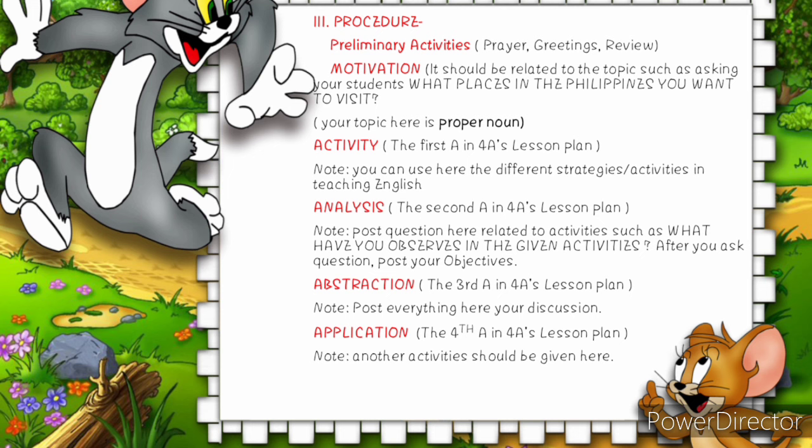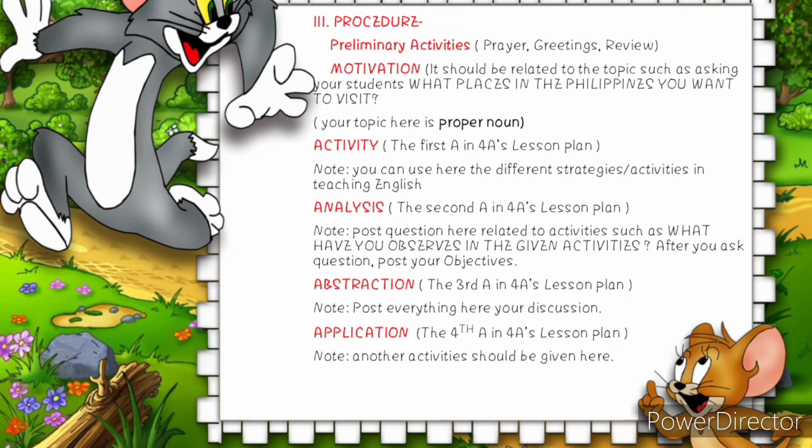So you can ask questions to the students that are related to the topic, and the students also could relate. Like for example, if your topic will be proper noun, you can ask a question like, what places in the Philippines do you want to visit? Possibly they would answer Bohol, Palawan, Ilocos. Those are examples of proper nouns.